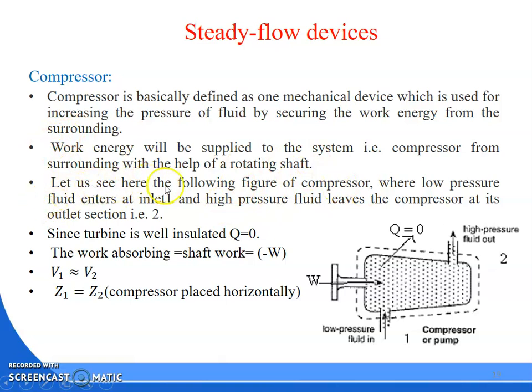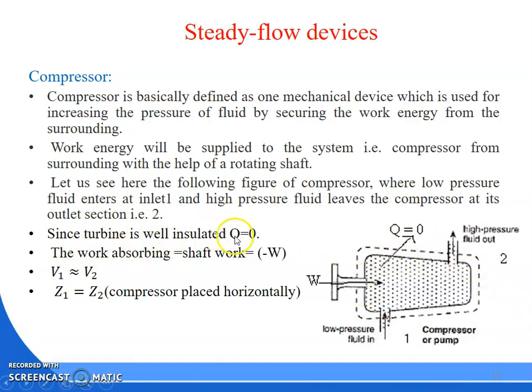Let's see the following figure of the compressor, where low pressure fluid will enter at the inlet and high pressure fluid will leave at the outlet. As we know, the compressor is used to increase the pressure by taking work from outside. So low pressure fluid enters, and high pressure fluid comes out at section 2. So 1 is the inlet, 2 is the outlet. This is your compressor, not a turbine, and the compressor boundary is taken as insulator.